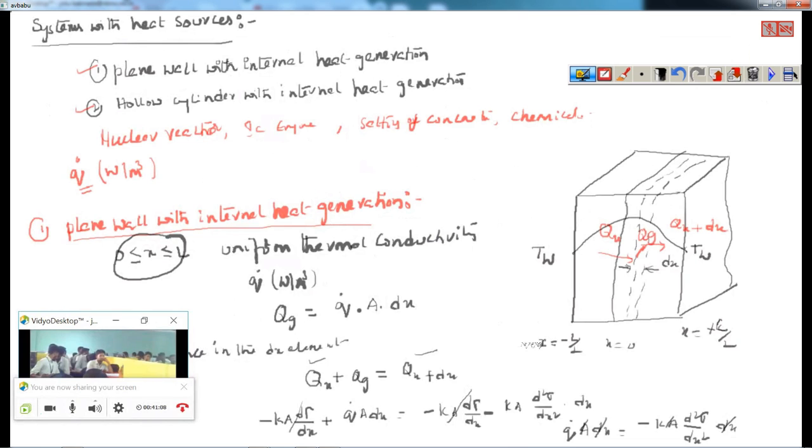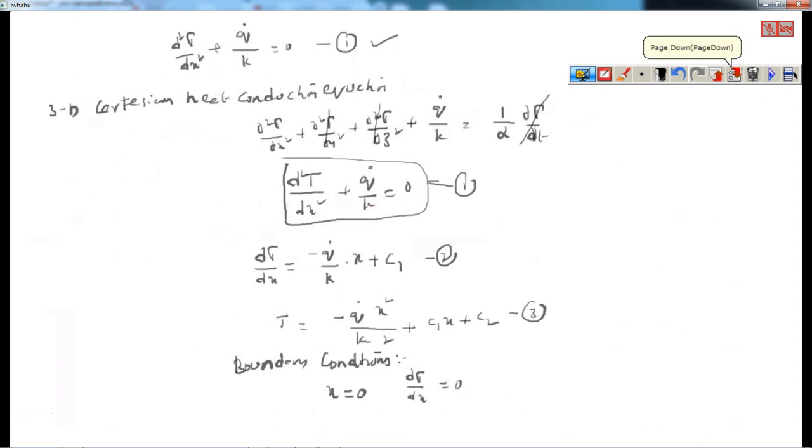Okay, now dT/dx is equal to 0. And the next one, as I said, since the temperature distribution about the center plane of the wall is symmetrical, therefore you can experience maximum temperature at the center, and whatever the heat is generated, it will be distributed off towards the left side and off towards the right side.